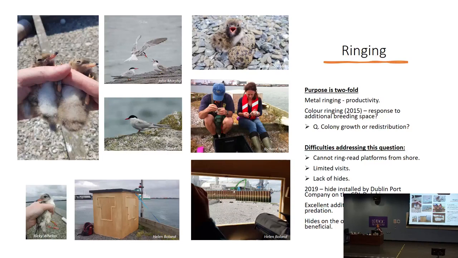Now, we have gotten really cool resightings from the wintering grounds or on migration from other colonies. We have struggled to address this question within the Dublin Port colony itself. There's a few reasons for this. Because of those perimeter boards, and because of the height of the platforms, we can't actually see into them to read the rings. We have limited visits to the colonies, and there's a lack of hides generally on those platforms.